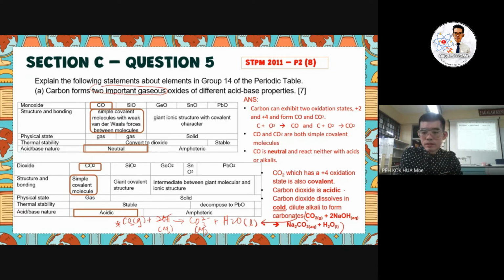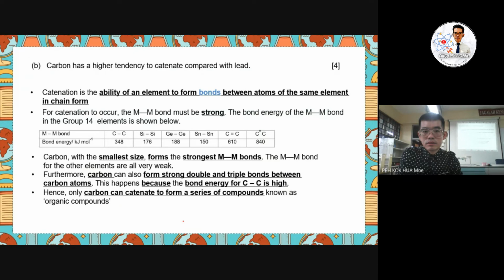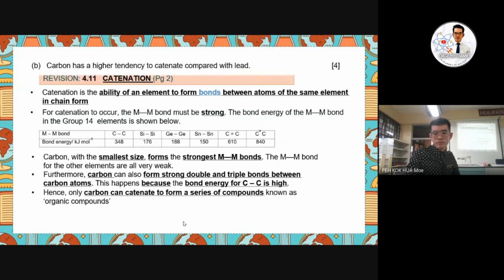Okay, so next, carbon has a higher tendency to catenate compared with lead. Here is the information I also get from the notes. 4.1.1, page 2 is regarding catenation. So let us review again what we already learned in this section. Catenation is the ability of an element to form bonds between atoms of the same element in chain form.